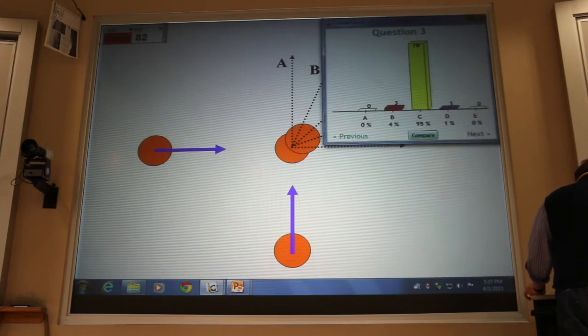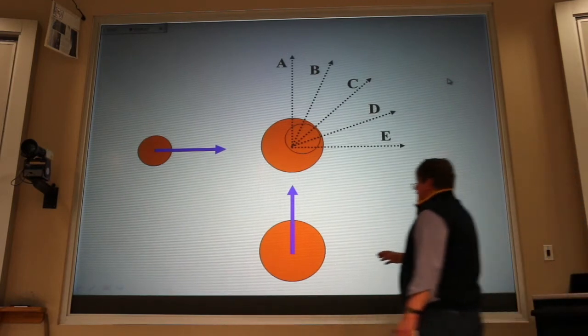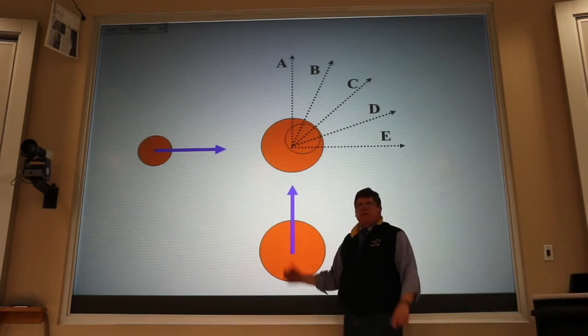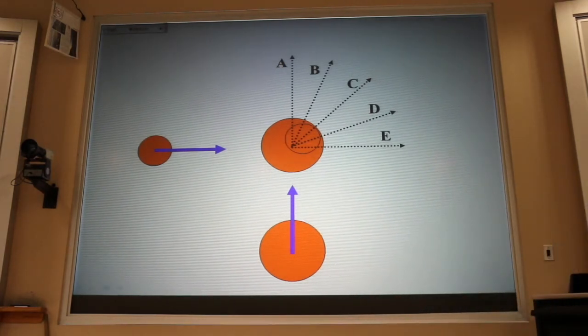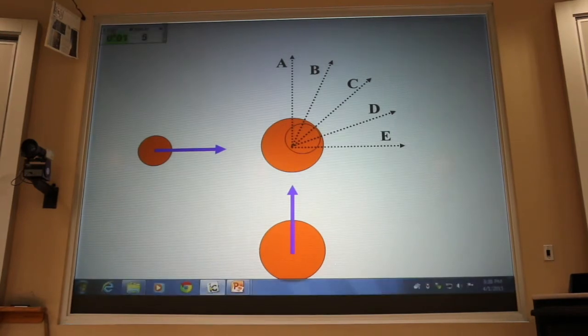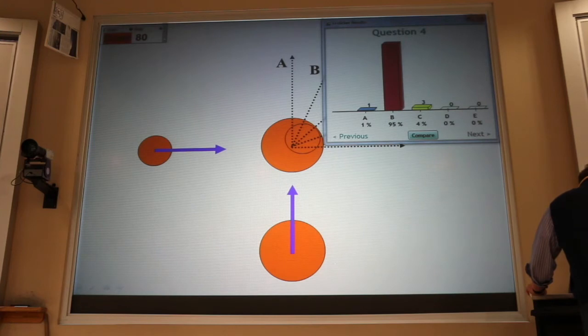Good. C is the correct answer. Now, suppose I replace one of the hockey pucks with a Mondo hockey puck. But they're both going the same speed. And now, which direction is going to be most likely after they stick together? I was going to say it's not rocket science, but yeah, it is. Good. B is the right answer. Thank you very much.